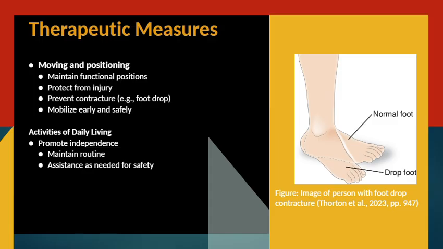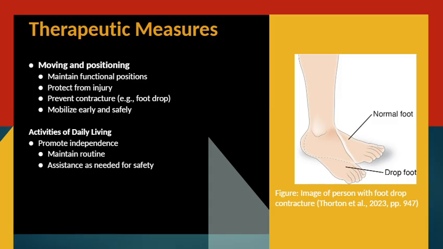It's essential to maintain functional positions, meaning the joints are aligned in a way that promotes normal movement patterns. For example, keeping the foot at a 90-degree angle helps prevent shortening of the Achilles tendon and avoids foot drop. Good positioning also helps protect the shoulders, hips, and hands from deformities. Avoiding injury is another priority. Patients with neurological deficits may not sense pain, may have muscle weakness, or may be unable to reposition themselves, so careful handling prevents skin tears, falls, and shearing injuries.